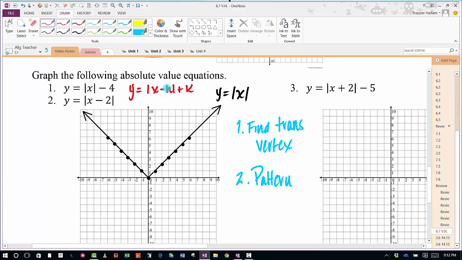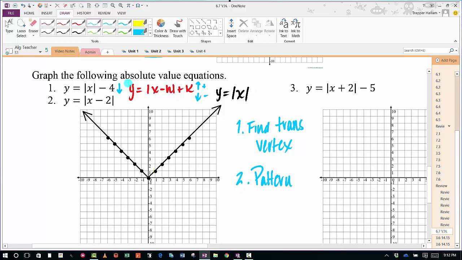Okay, so what that means is if there's a value inside the absolute value sign, it moves it left and right. And if there's a value on the outside of the absolute value, it moves it up and down. So first thing we're going to do is we're going to identify the movement of this. And we said that the k, if it was positive, went up and negative went down. This is on the outside of the absolute value. So this means that this 4 is going down. So our vertex is going down 4.